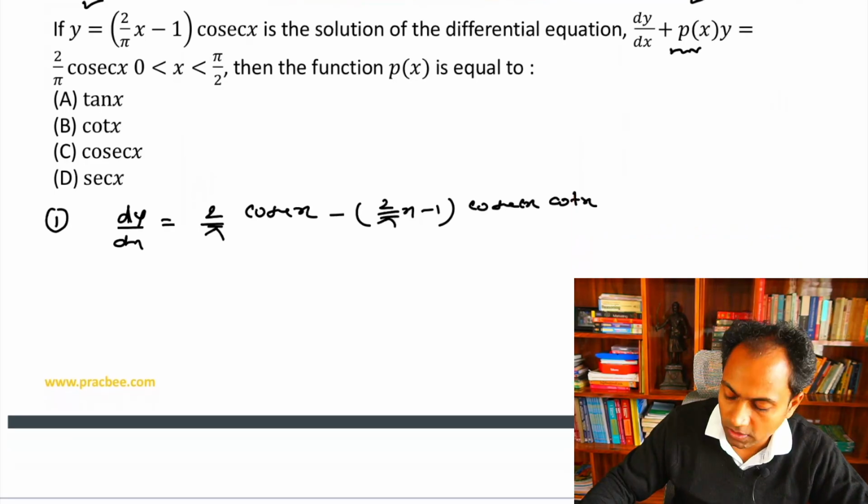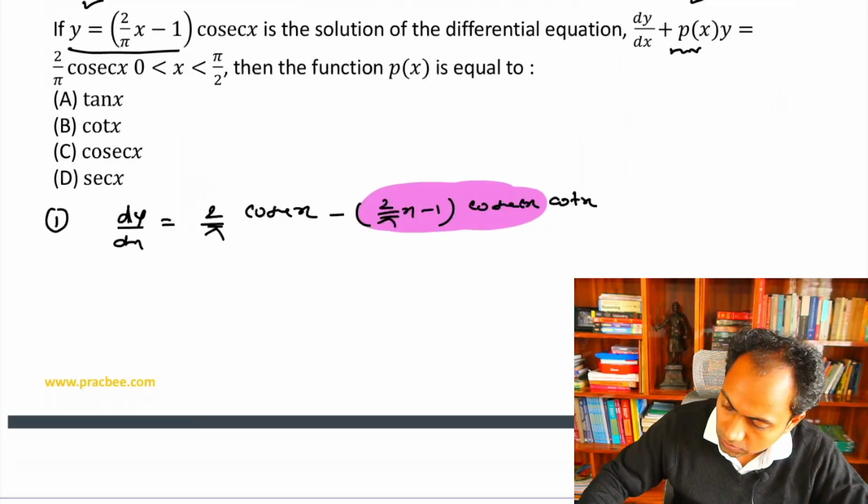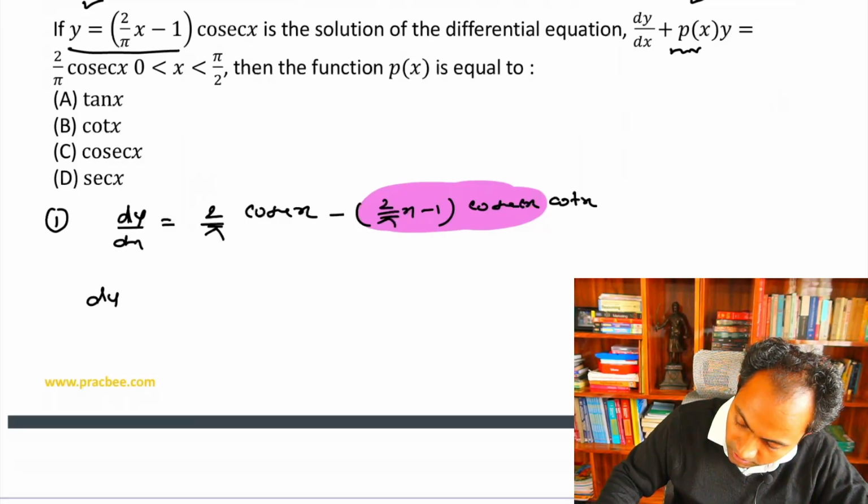So once we have got this, now if you carefully observe, your y part was nothing but this part that is already written here. We can resubstitute this as y. So this can be written as dy by dx.